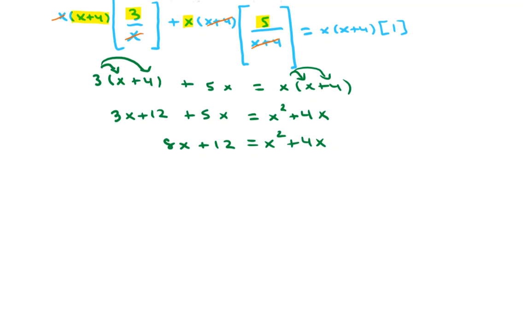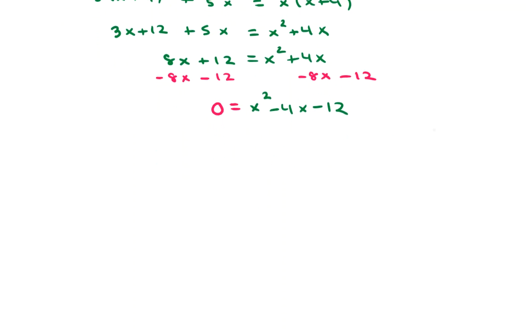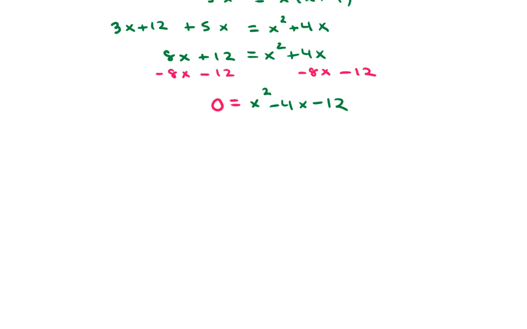Now we're going to set things equal to 0 by subtracting 8x and subtracting 12 from each side. When you do it on the right-hand side, subtract 8x from 4x, and then when you subtract 12, imagine there's a 0 up there that you would subtract 12 from. And on the left, we get 0. And on the right, we have x squared minus 4x minus 12. So what we've just done was put the quadratic equation in standard form, set equal to 0.